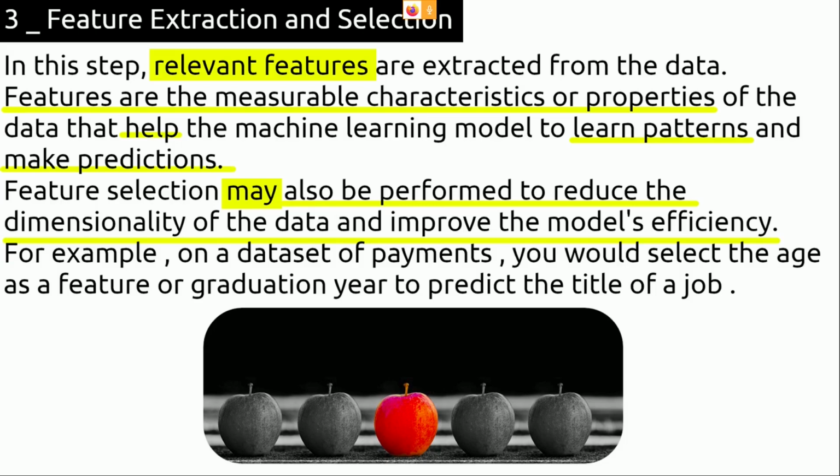Okay, there is feature extraction and selection. This is the example I gave. Let's say another example. On a data set of payment, you would select the age as a feature or graduation year to predict the title of the job and not the weight. Okay, you only need to extract the features from your data set, and prepare them for the machine model. Okay, you prepare them for the learning.